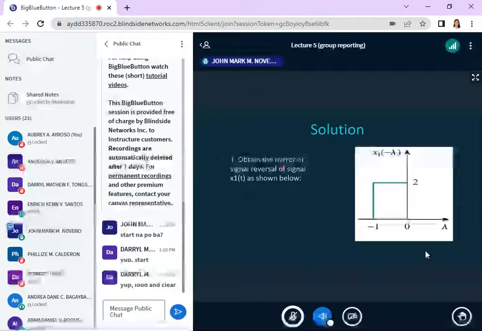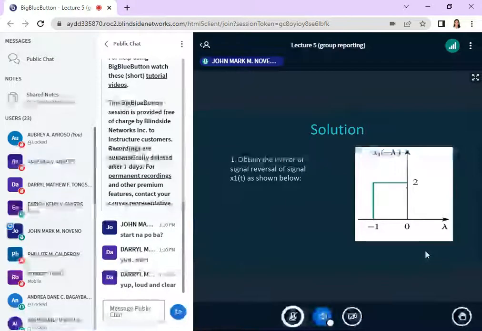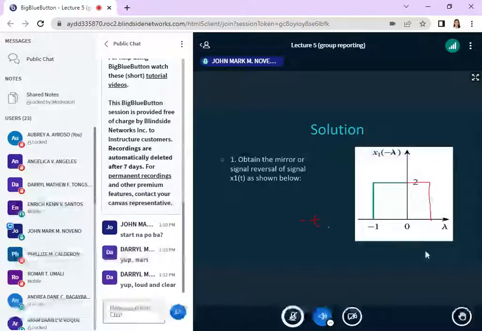Unang step na gagawin natin, obtain the mirror or signal reversal of signal x sub 1 of t as shown on the side. So, yung original kasi natin kanina, yung original x sub 1 ay nandito. Diyan siya, tapos bumaba siya dyan, for example. So, sabi natin, signal reversal. Ang signal reversal ay paglalagay ng negative sign dun sa ating t, ganun nga sa diniscuss ni Ken kanina, at magbabaliktad o magre-reverse yung signal natin. So kung asa positive siya, mapupunta siya sa negative. So yun yung time reversal.